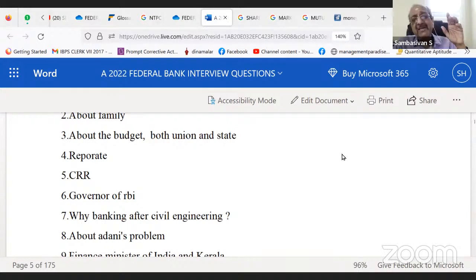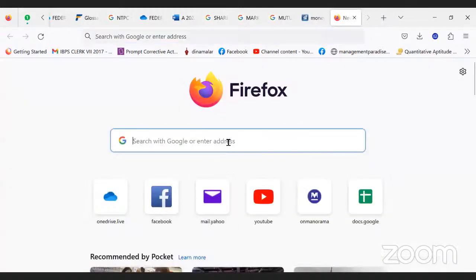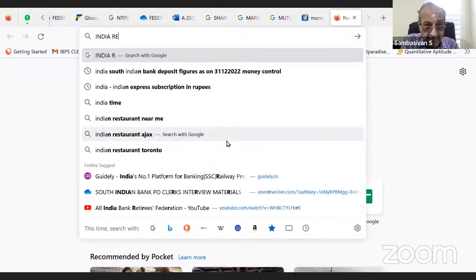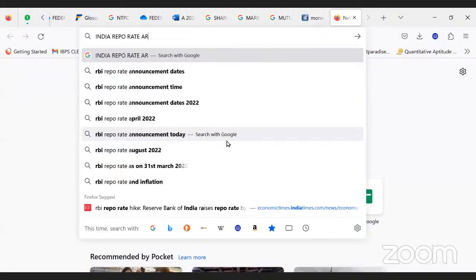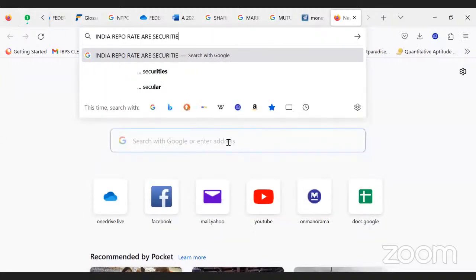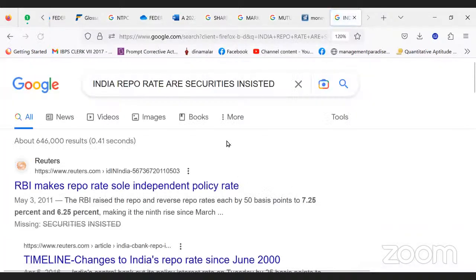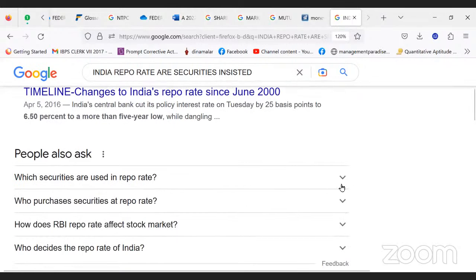No, in reverse repo rate, they are taking money. Sir, in repo rate, they didn't ask for securities, but in bank rate, they asked for securities. Are you sure? Yes, sir. In repo rate, there is a reverse, sir. When RBI pays money to banks, then that is called reverse repo.